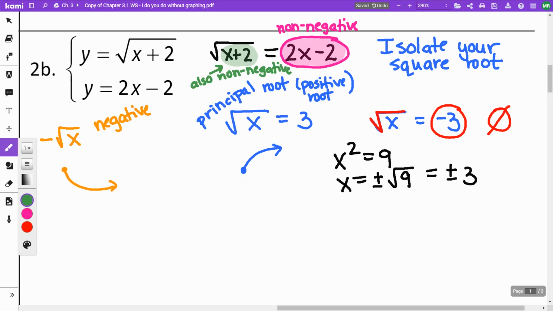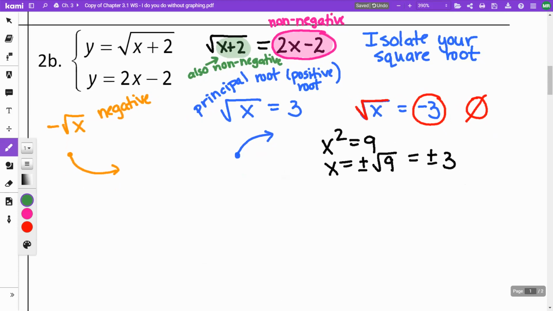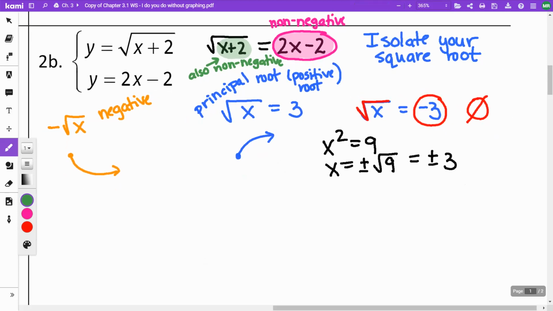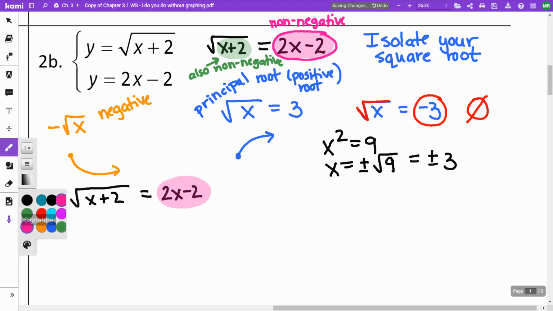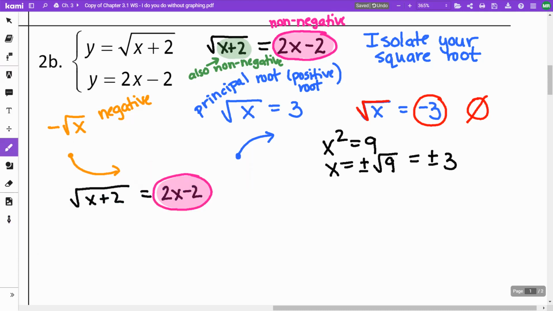Okay, so if I am going to solve this, let me rewrite it down here. At this point, I am taking the square root of x plus 2 is equal to 2x minus 2. My square root is isolated. I take a look to make sure that I don't have a negative on the other side. I am not sure what that is, so that's where I'm going to check. I need to check that.